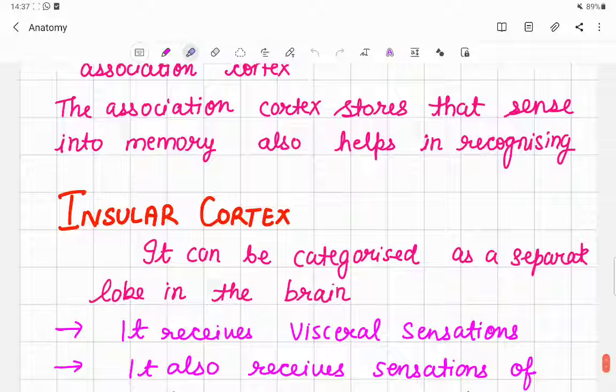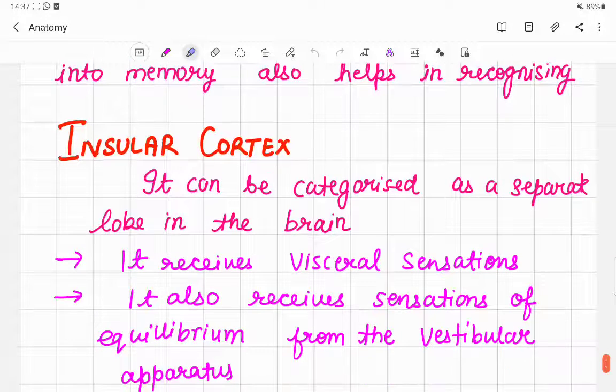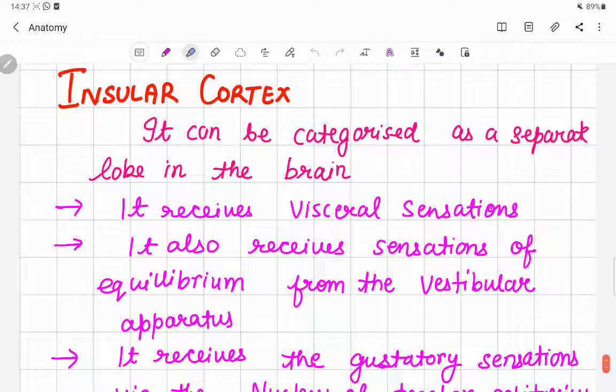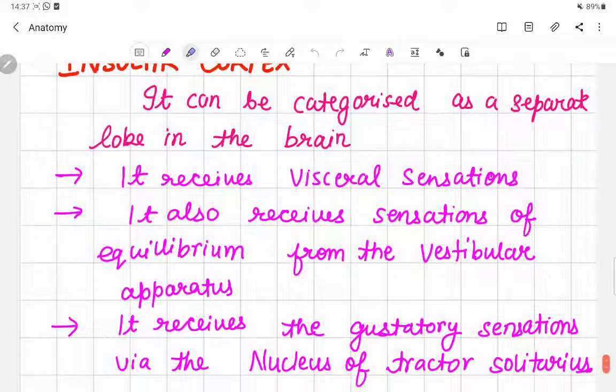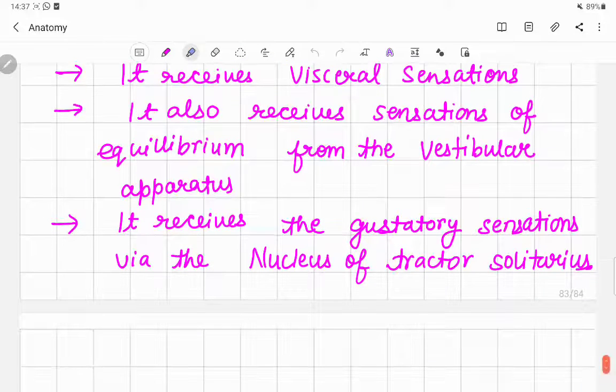So now let us talk about the mini lobe of the brain, that is the insular cortex. It can be categorized as a separate lobe in the brain. I already told you, it receives visceral sensations. It also receives sensation of equilibrium from the vestibular apparatus, and it receives the gustatory sensations via the nucleus tractus solitarius. This is the nucleus present in the brain through which the gustatory sensations pass to the insular cortex.